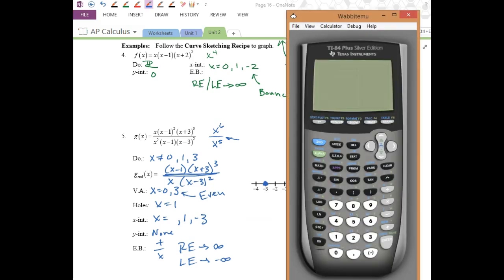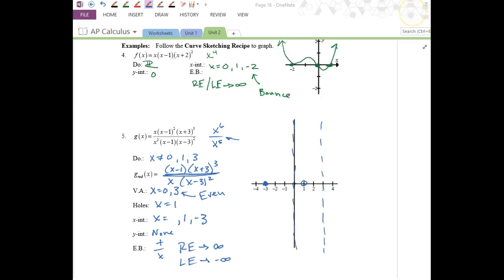So, there's no y-intercepts. No. No bouncing. Crosses on all of them.